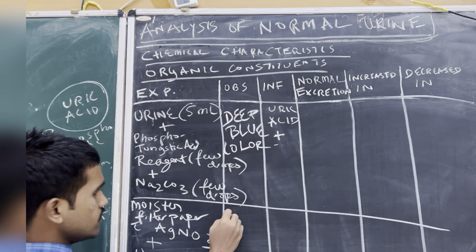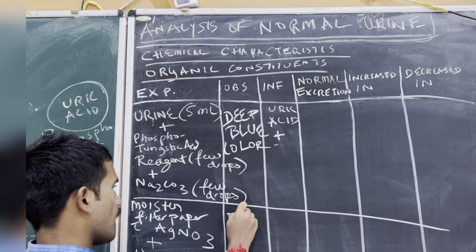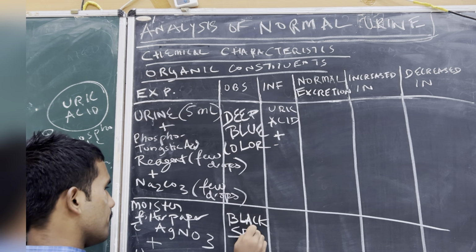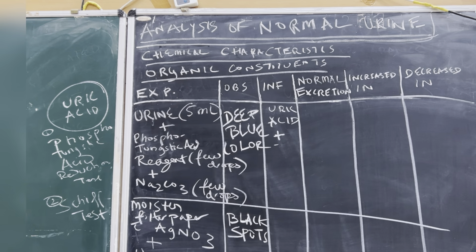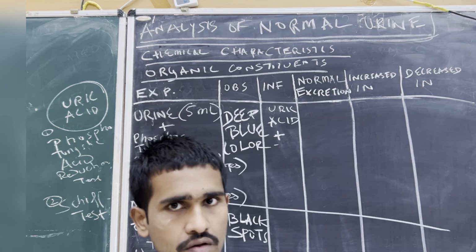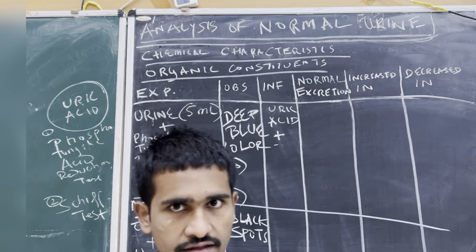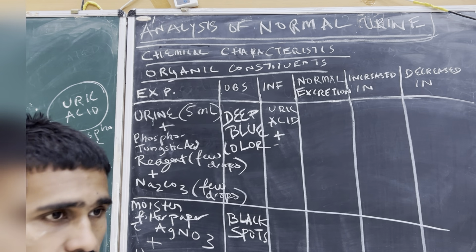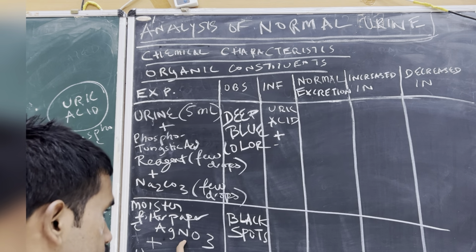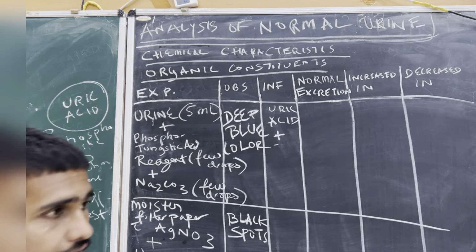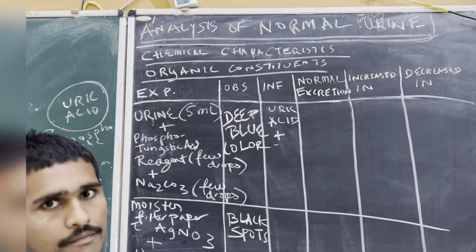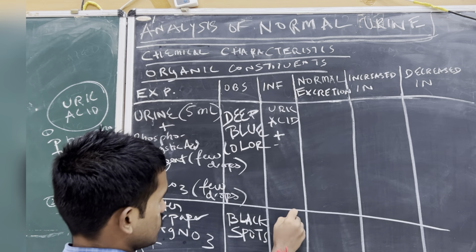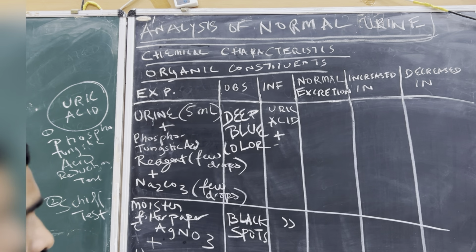So what is the observation? Black spots are formed on the filter paper. Why? Because uric acid has a reducing property as we discussed some time back. So here uric acid reduces silver nitrate to metallic silver, and this metallic silver is black. That is what comes on the filter paper. So the inference is same, uric acid is present in normal urine.